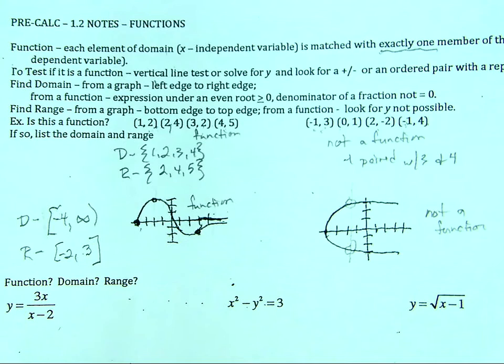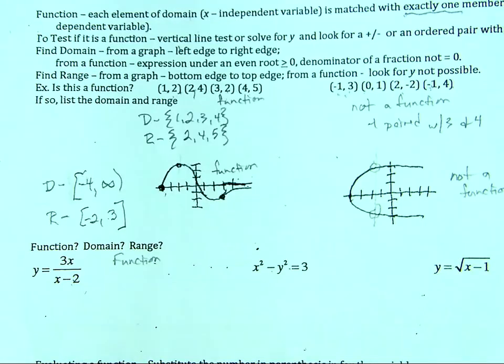Now for the domain, we look for two different things. You look if it has a denominator, or you look and see if it has an even root, like a square root. Those are the two things you look for on domain. If it's not one of those two things, then it's all real numbers. Here it has a denominator.